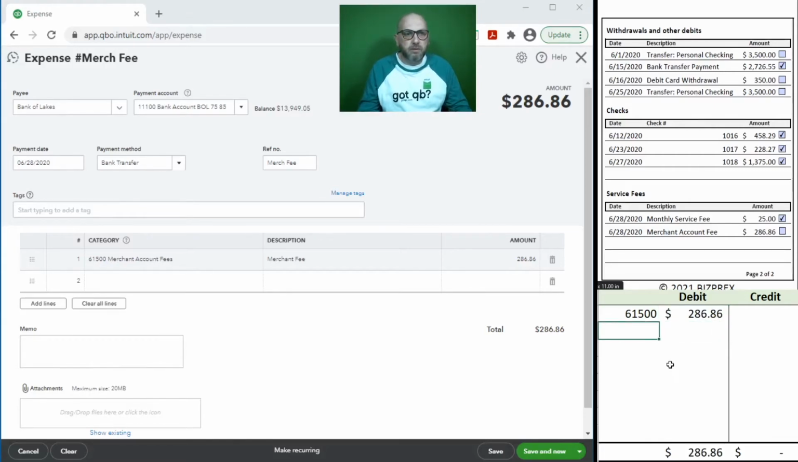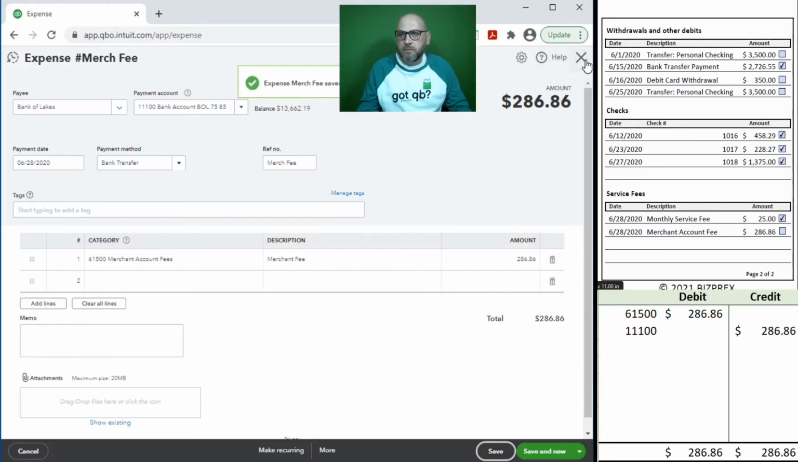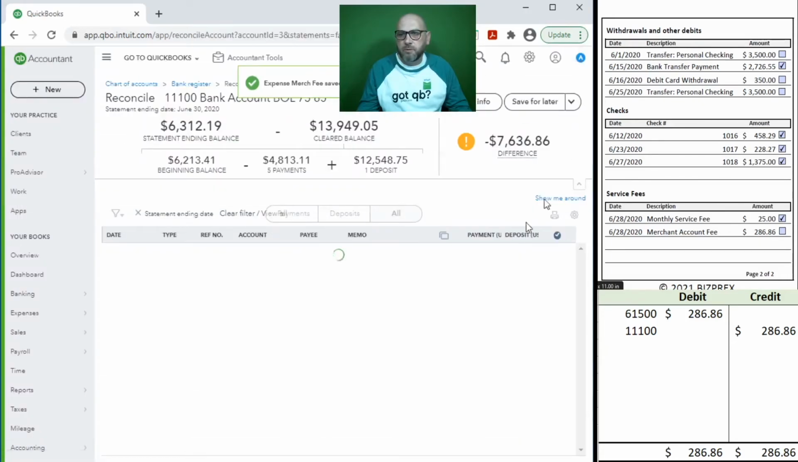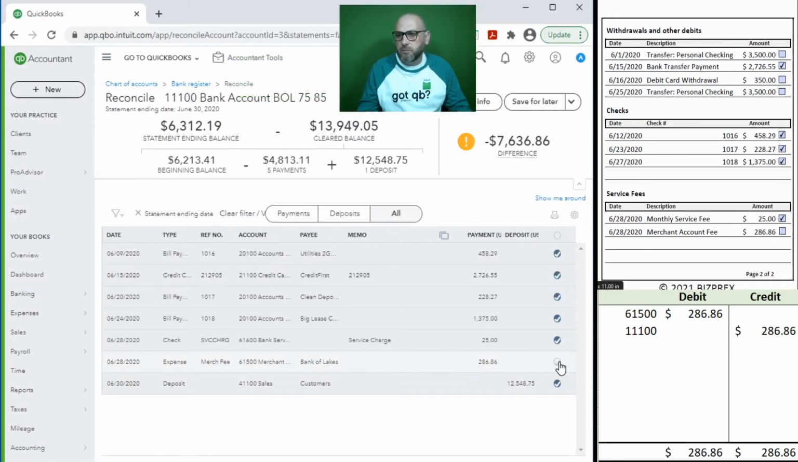So here it is. What else do we know will happen? Well, they'll take that money out of our bank account, and being an asset, it's reduced when credited. And that's account 11,100. So again, debits and credits are in balance. This amount right here is a debit to account 61,500, and it is a credit to account 11,100. Okay. So we can close it, and here it is. It shows up right here.